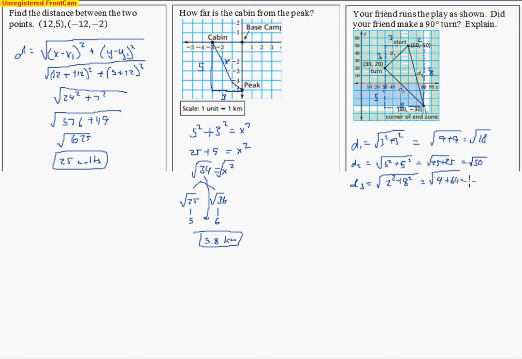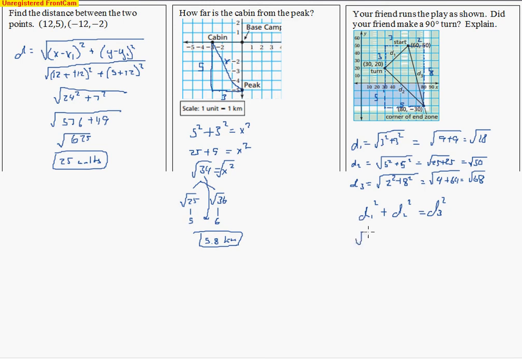And that's going to give me square root of 68. Alright, so now I'm going to use the converse of the Pythagorean theorem. So it's going to be d1 squared plus d2 squared equals d3 squared, because d3 is the hypotenuse. And so what I'll do is I'll substitute my numbers in there.